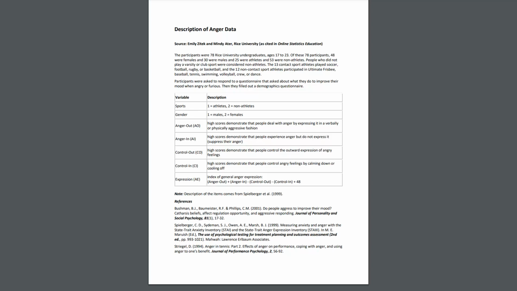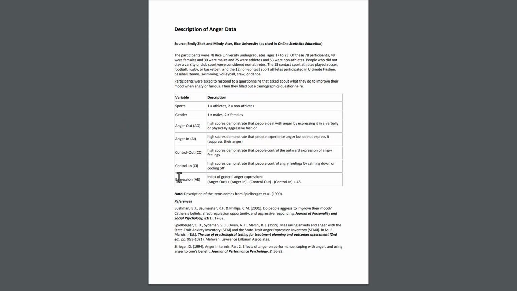If you look at the primary variables of interest here, you will see 1, 2, 3, 4, 5, 6, 7 variables listed right over here, but we're only going to focus on 4 of them. The 2 explanatory variables are going to be sports and gender. These are factors. Sports is classified into athletes and non-athletes, coded as 1 or 2, and gender is classified into males and females, also coded as 1 or 2.